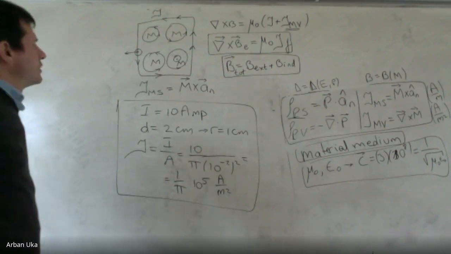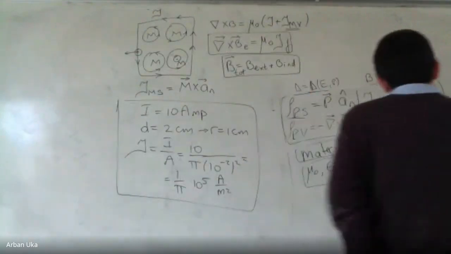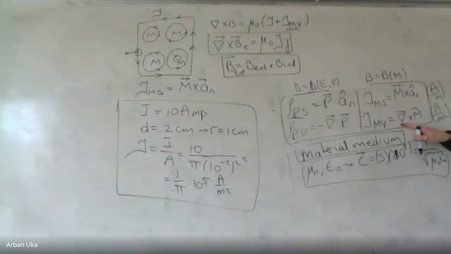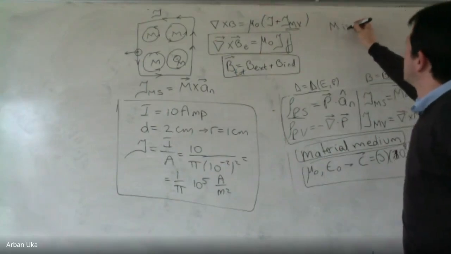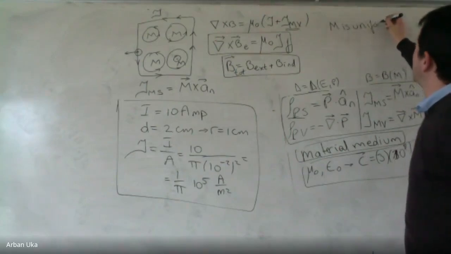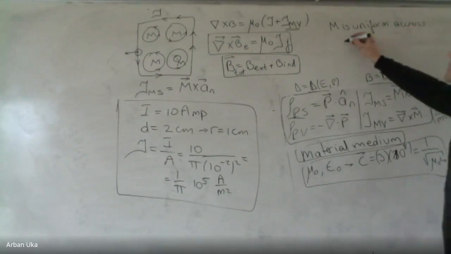So we are saying again, if the magnetization is the same, the induced B will be 0, because the space gradient, or the curl with the del operator of the M, which in principle is a space derivative, d over dx or whatever it is, will be 0 if M is uniform across the material.